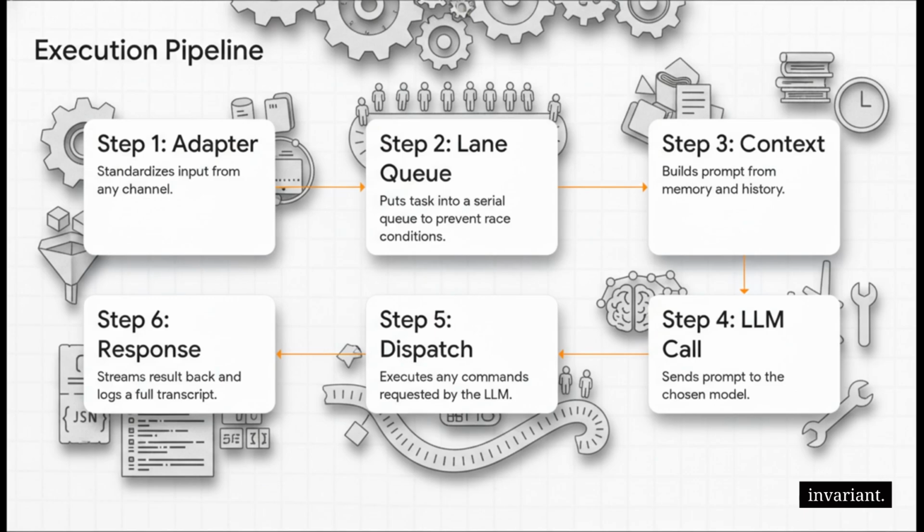Think of it as a single-file line. This prevents chaos, what engineers call race conditions. Next, context assembly builds the full prompt from memory. Only then does it actually call the LLM. The tool dispatcher is where the action happens, executing the commands.